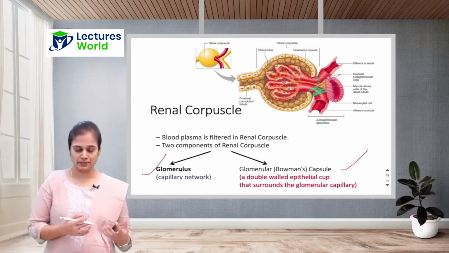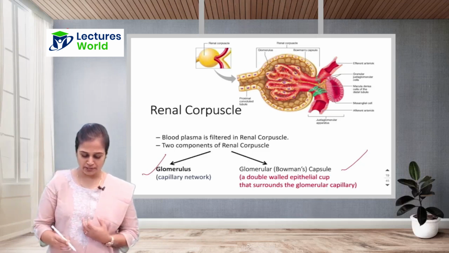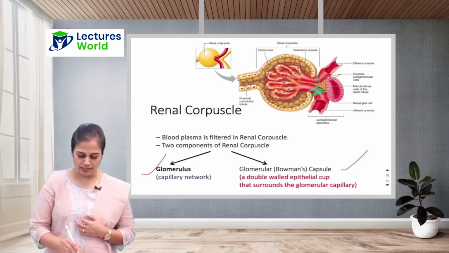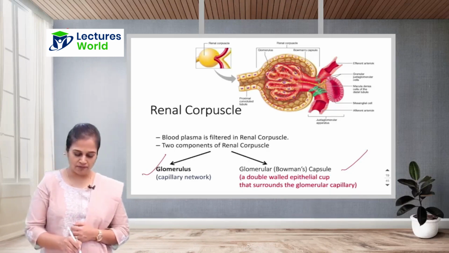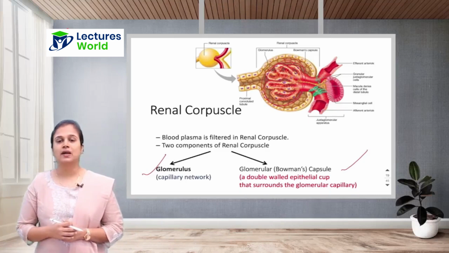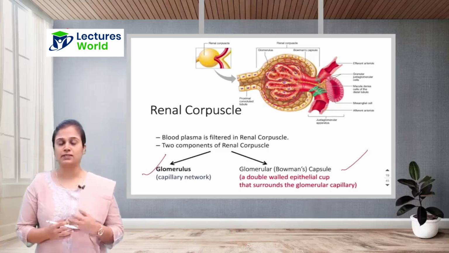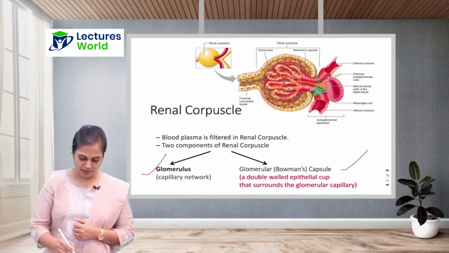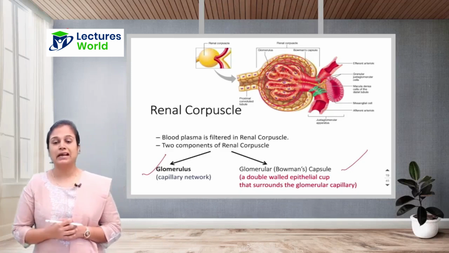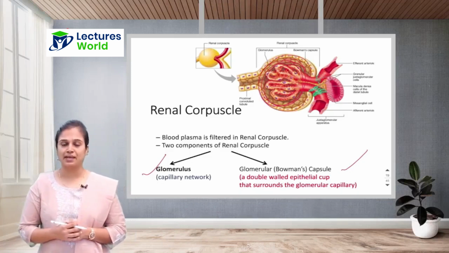Now the glomerulus is a network of capillaries. Whereas the glomerular capsule, also called Bowman's capsule, is a double-walled epithelial cup. This is the double-walled epithelial cup that surrounds the glomerular capillaries.